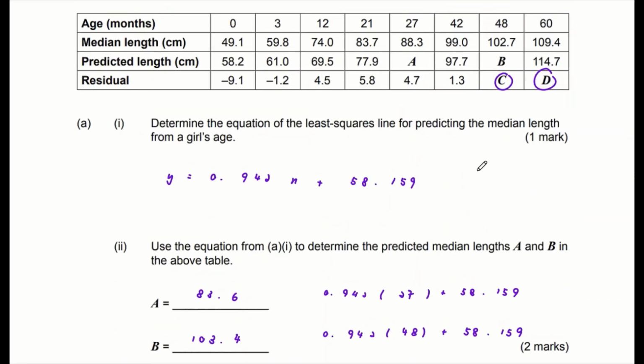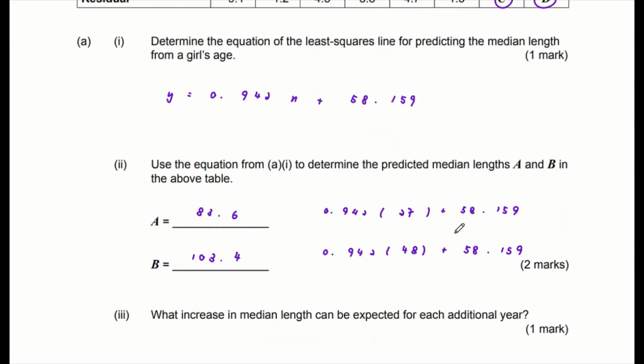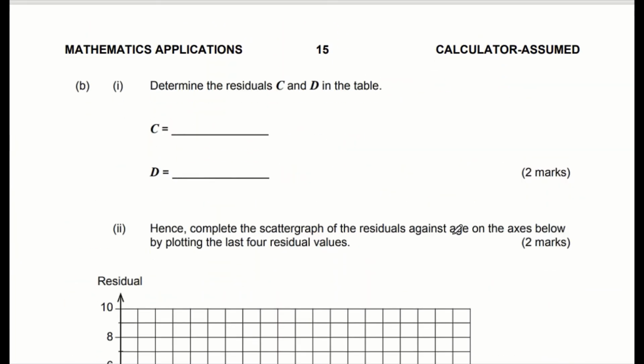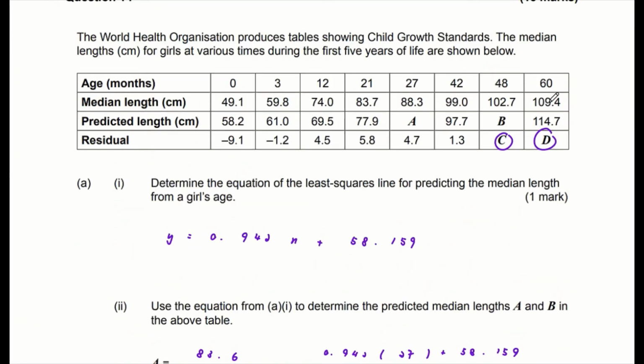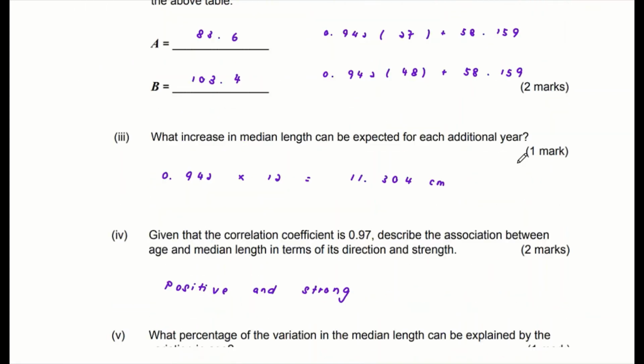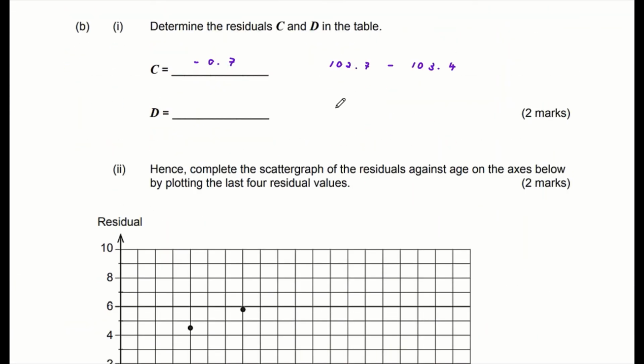So how do you get your C? It is the actual value 102.7 minus 103.4. From here, you can get negative 0.7. Same thing goes for D. The actual value is 109.4 minus 114.7. In this case, let me write down the working. Okay, so from here you'll be able to get negative 5.3.